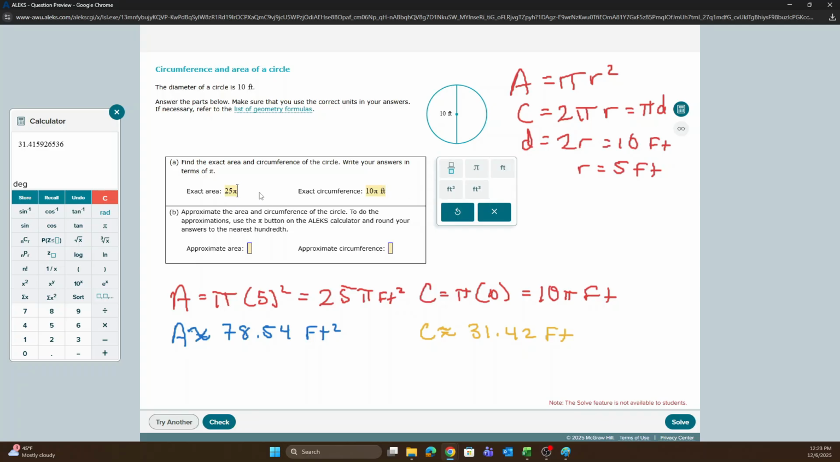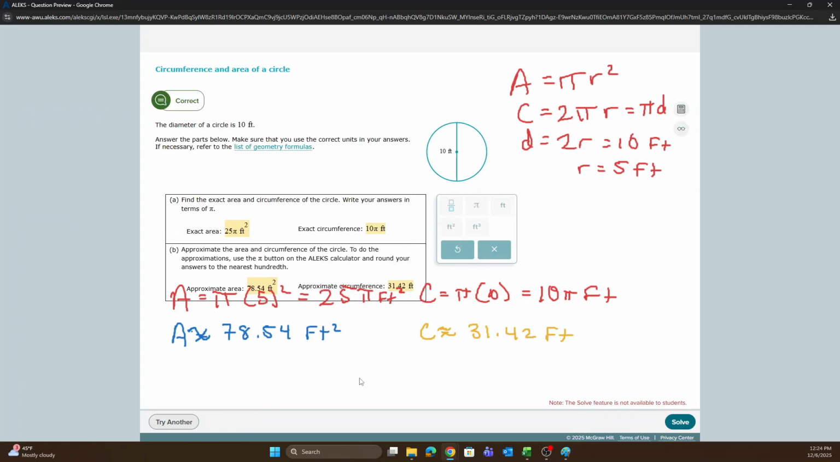Don't forget your units. We have 78.54 feet squared here, and the circumference here will be 31.42 feet. Do a check, and you can see we got it right again.